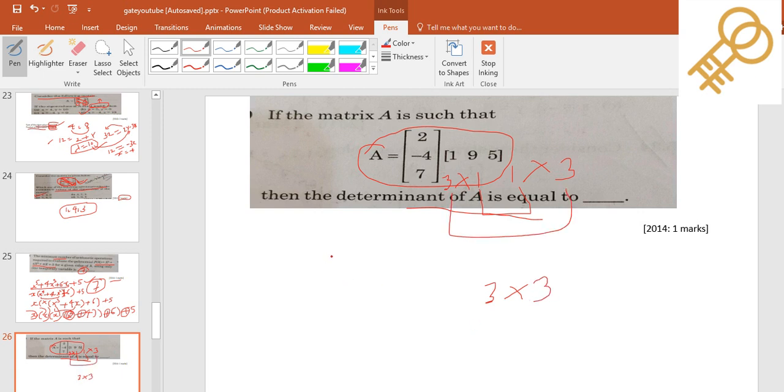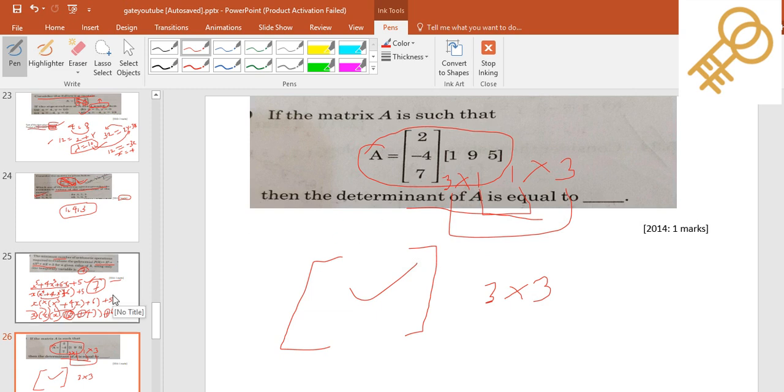I hope you all are familiar with multiplication of matrices. So you find the multiplication and you'll get a 3 cross 3 matrix. So it is very easy and you can do it.